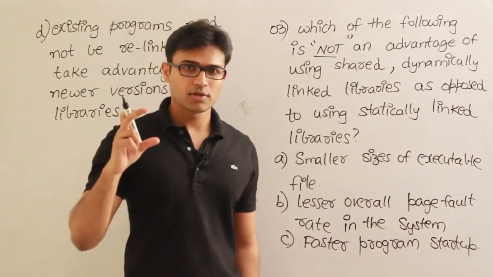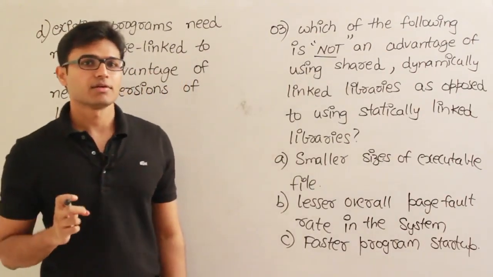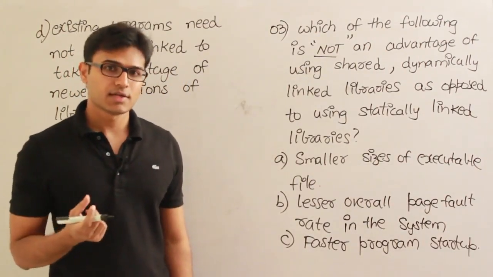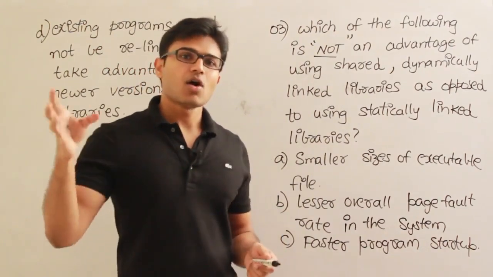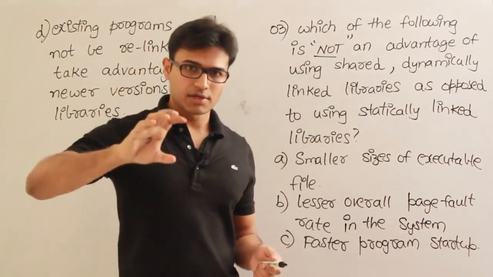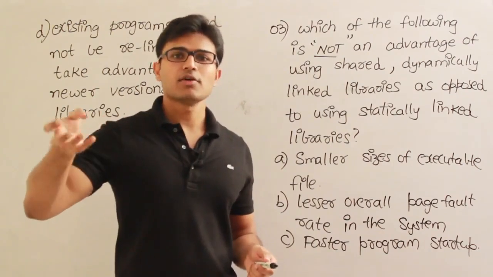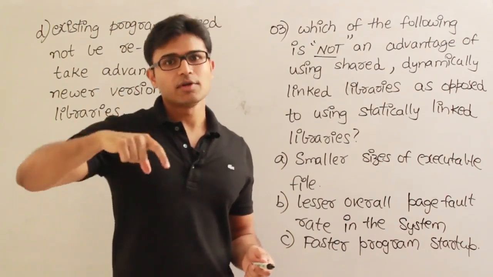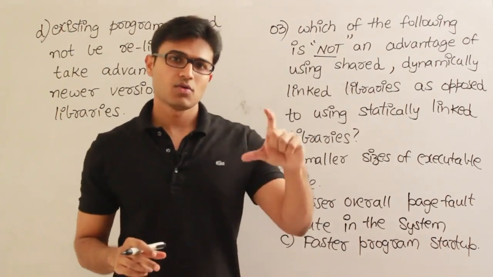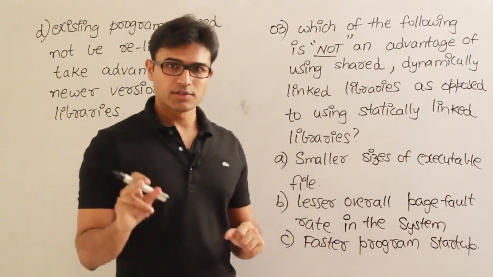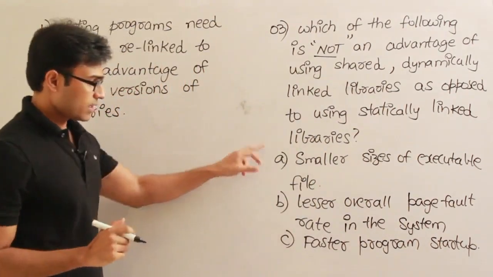Size of the executable file becomes smaller. Answer is yes. The reason is when we have dynamic sharing, we are not actually going to have the object code of the library functions inside our executable code. That will be referred to later, and is loaded separately. Therefore, our executable code size is going to be very small by using dynamic linking. So this is an advantage.